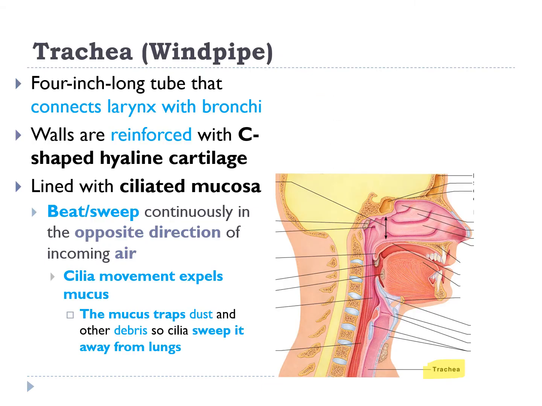Okay, so now we're continuing to move down the airway. So the next is the trachea, or the windpipe. This is a 4-inch long tube that connects the larynx with the bronchi. Okay, so the air comes in. It comes in through our nares, through our nasal cavity. It also comes in through our mouth.